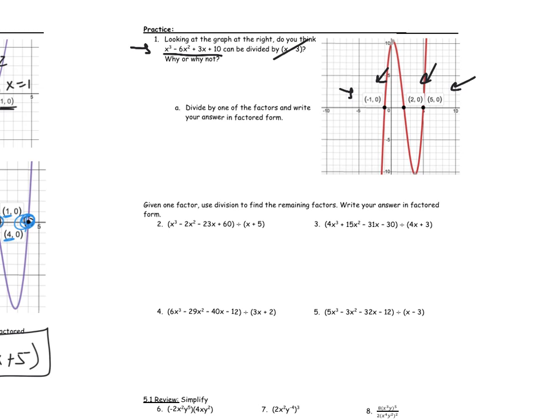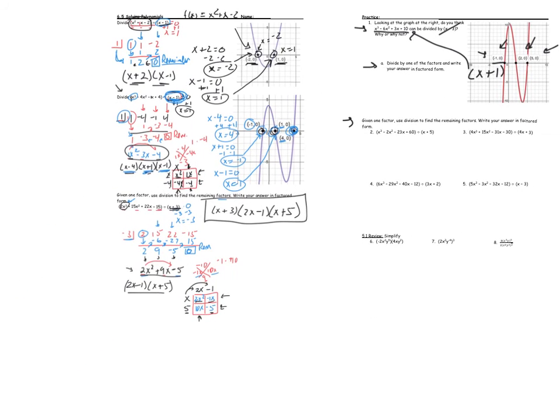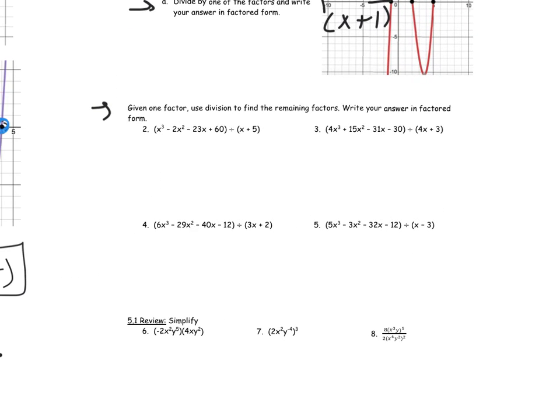So I would say take one of these. If it's negative 1, 0, that means it came from x plus 1. You could use that as a factor and then divide that into here, and that's what they want you to do for A. So just so you kind of know what's going on. And then the rest of them, what does it say? Given one factor, use division to find the remaining factor. So you're going to kind of do just like we did with this last problem here. Divide by that x plus 5, and then whatever your answer is, some x squared, x and a constant, whatever that is, and then factor it. And that'll give you your other two factors. So that's kind of what you're looking for.